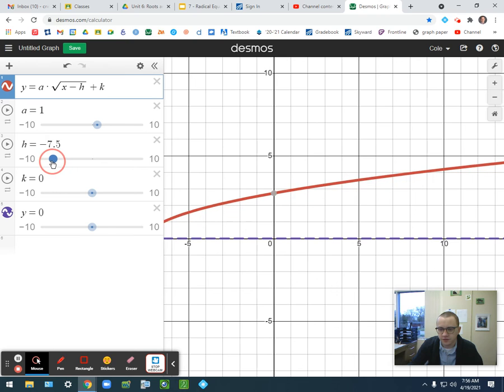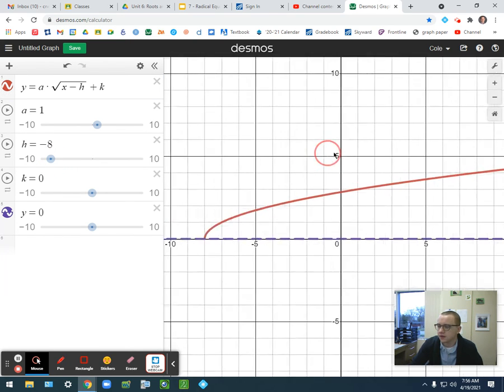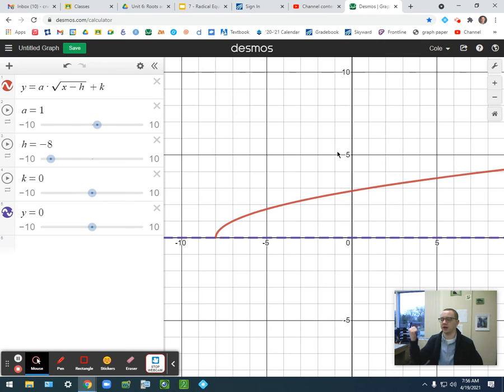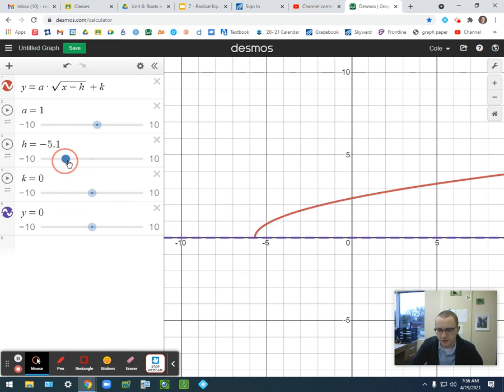If h is negative, like this, then we have a translation left this time. So we're going to the left this time. Okay, let's go back to 0.